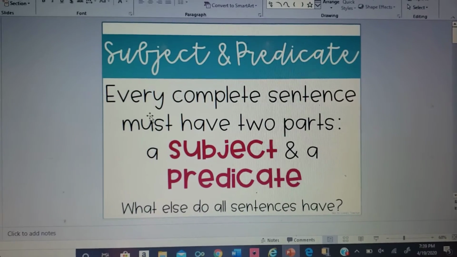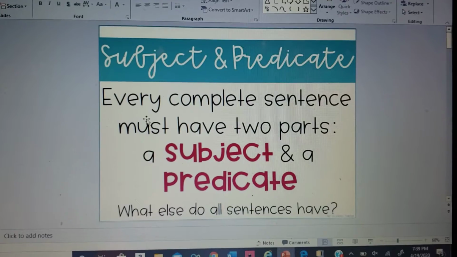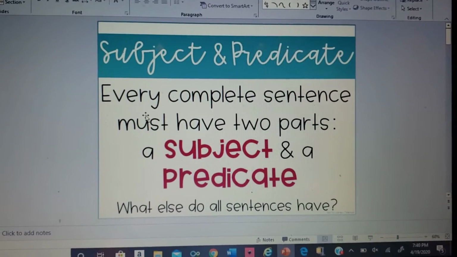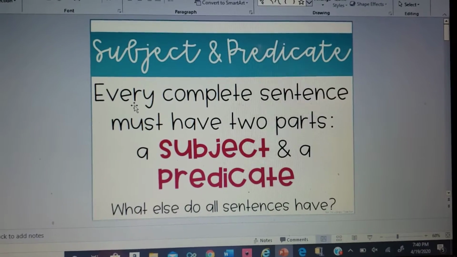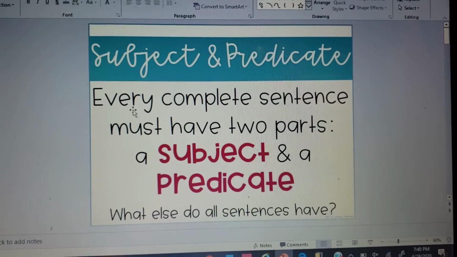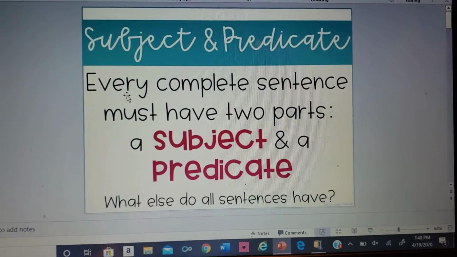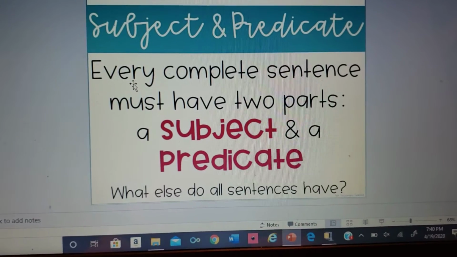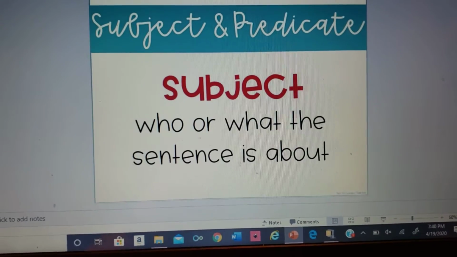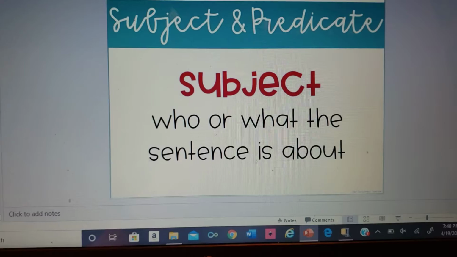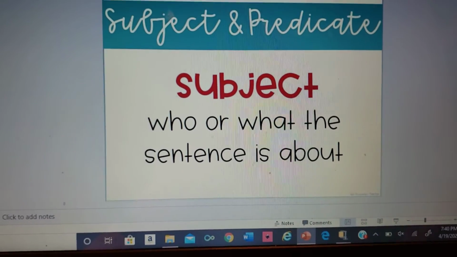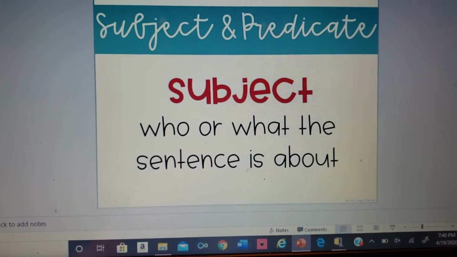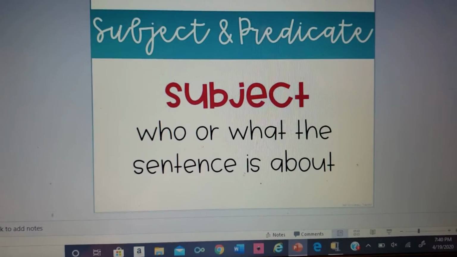Okay, those are two very important parts of a sentence because you can't have a sentence if you don't have both of these parts. All right, so my first slide here says every complete sentence must have two parts. It must have a subject, it must have a predicate. Okay, so let's switch slides here. It says, what is the definition of a subject? All right, the subject is always going to tell who or what the sentence is about.